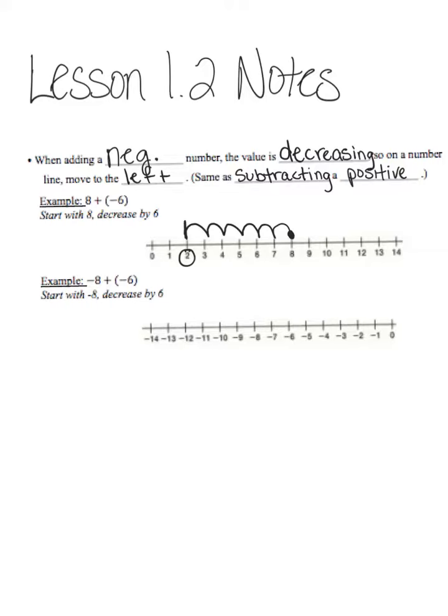And now our second example, negative 8 plus negative 6. So I'm going to start at negative 8, and I'm moving to the left 6 places. 1, 2, 3, 4, 5, 6. And here, my sum is negative 14.